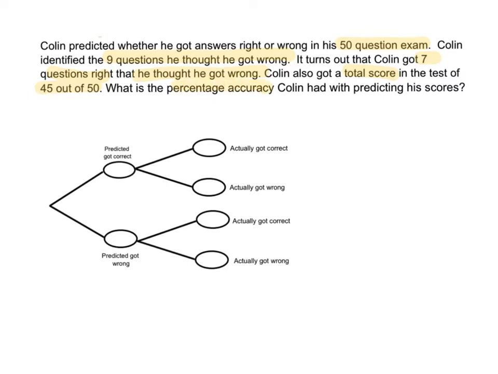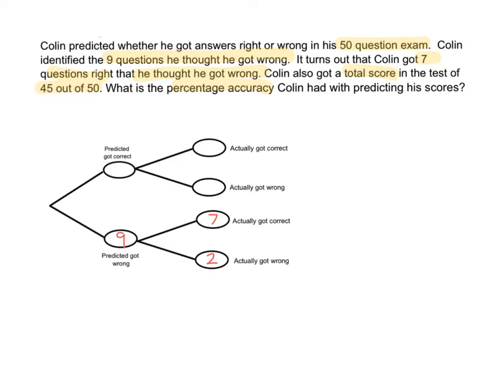Okay, so again, let's just start from the beginning and fill in what we can on our way. Colin predicted whether he got answers right or wrong in his 50-question exam. Colin identified the 9 questions he thought he got wrong, so he predicted they were wrong. It turns out that Colin got 7 questions right that he thought he got wrong. So he got 7 questions right, which means of the ones that he thought he got wrong, he must have got 2 wrong.